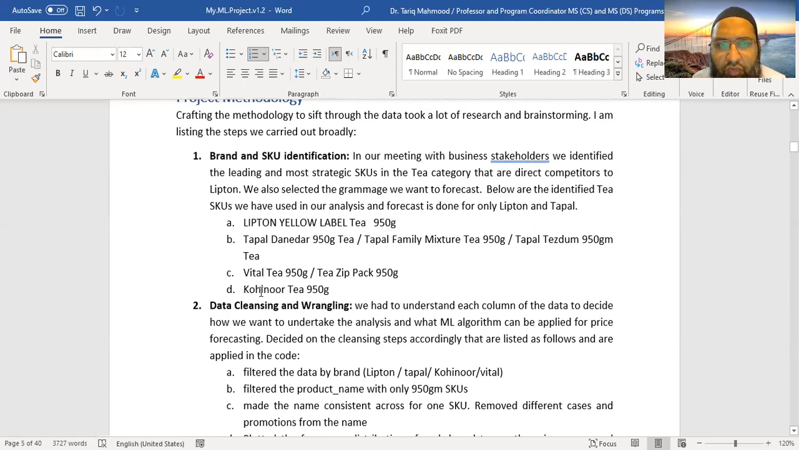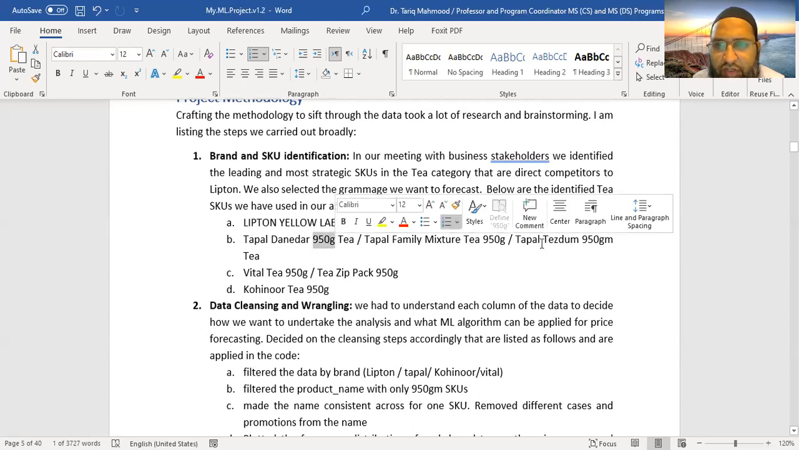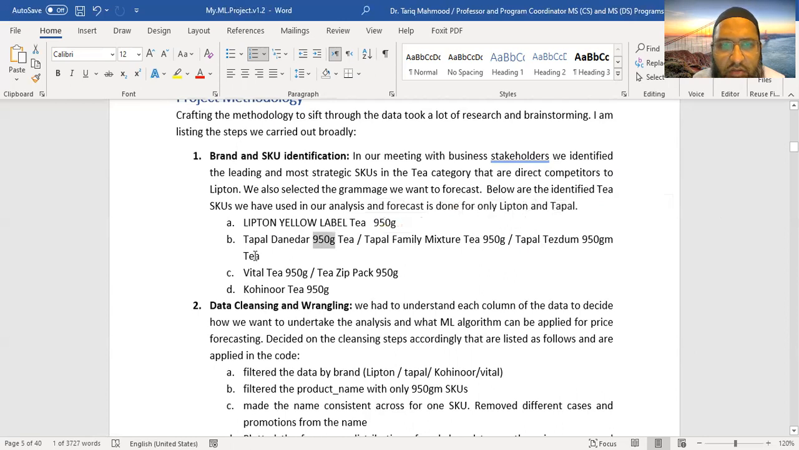So these are the 4 tea brands: Vital, Kohinoor, Tapal, and Lipton. And obviously, you can see here Tapal is being offered in 950 grams in 3 different offerings, and Vital is being offered in 2 different offerings, and Lipton and Kohinoor are just being offered in 1 offering. So obviously, we need to do something about these 3 and 2 different offerings.